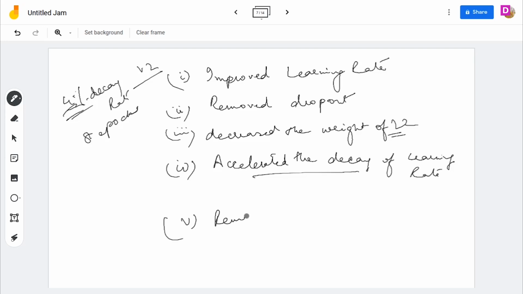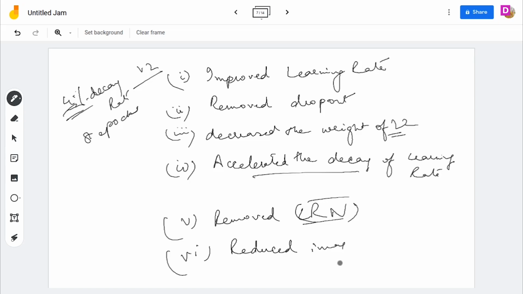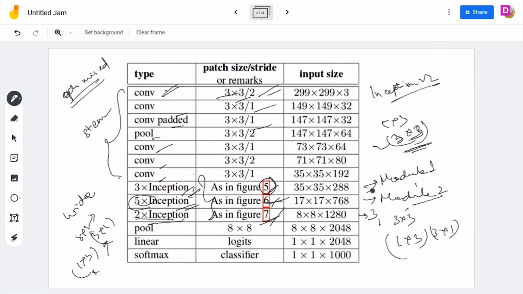They have removed local response normalization. Like I said, if you remember, local response normalization was earlier used but it is not used anymore. So they have finally realized that and removed it. And the final thing is they have reduced image distortion. Any image that could cause distortion has been removed. So these are the changes done in version 2, along with adding these 3 modules. But remember, right now these modules have not been named. I have just named them for the sake of understanding. Later on they will be named.